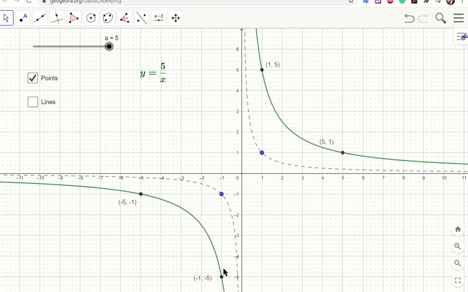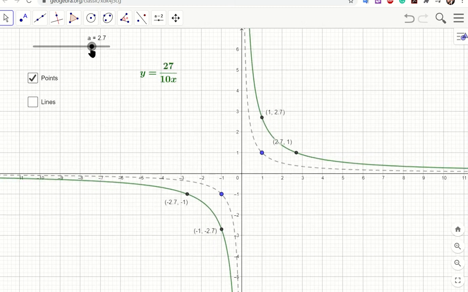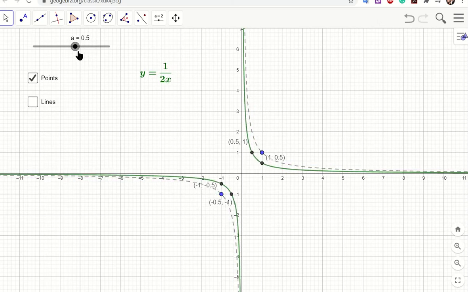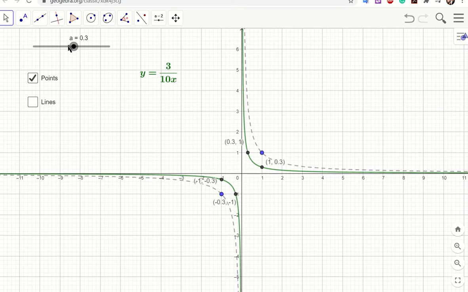Now let's have a look at how the opposite happens when x is small. So I'm going to start by moving a to 0.5. And sure enough, you can see that this pattern continues. In fact, the smaller a gets, the closer this curve gets to the axes. Alright, let's put that back to 1.